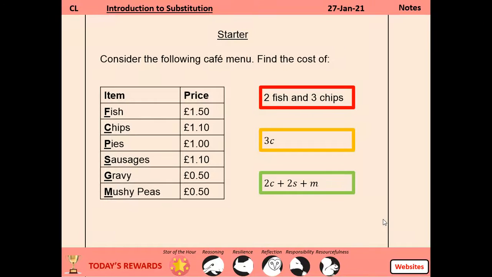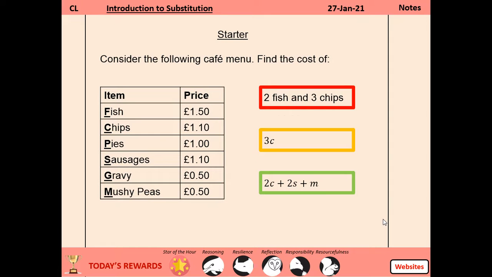Please copy down the title, the date, and have a go at the starter, please. So you need to work out the cost of two fish and three chips. Then you need to work out the cost of 3C, meaning three chips, and then the cost of 2C plus 2S plus M. Okay? So please pause the video, have a go, and press play when you're ready to carry on.